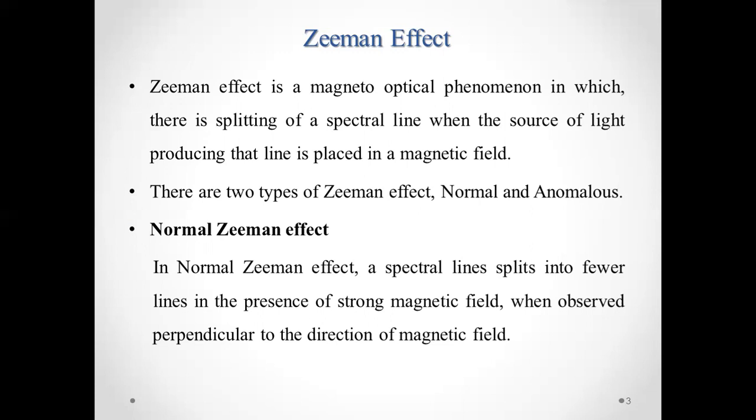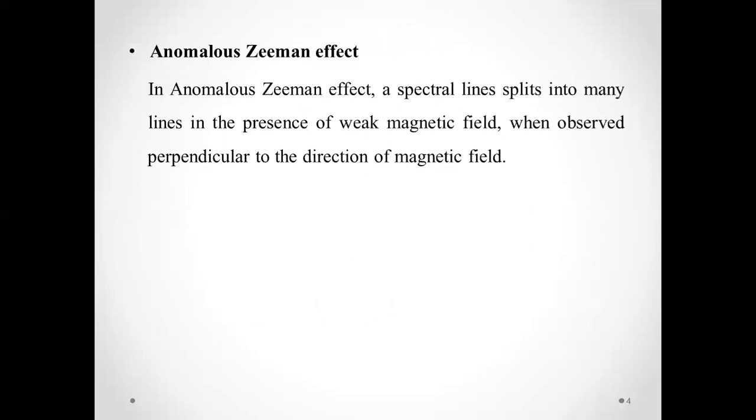In normal Zeeman effect, a spectral line splits into fewer lines in the presence of a strong magnetic field when observed perpendicular to the direction of magnetic field. In anomalous Zeeman effect, a spectral line splits into many lines in the presence of weak magnetic field when observed perpendicular to the direction of magnetic field.